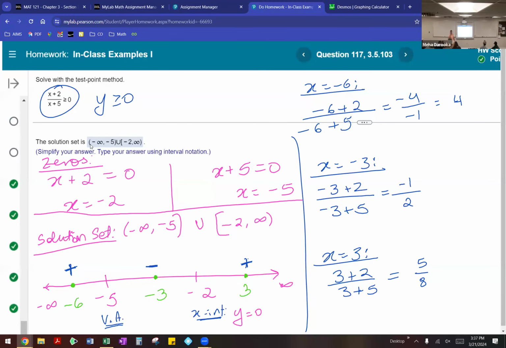That's the one thing, like I said, you have to be very careful about: where is the vertical asymptote and where is the actual x-intercept. So remember, the numerator polynomial gives you your x-intercepts. The denominator polynomial gives you the vertical asymptote.